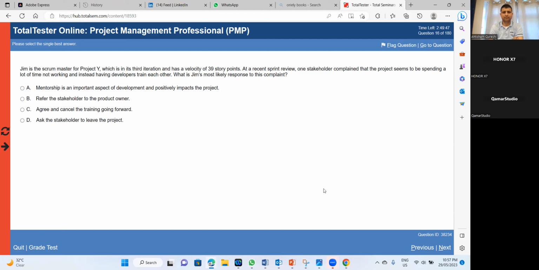Option one: mentorship is an important aspect of project development and positively impacts the project. Other options: refer the stakeholder to the product owner, or agree and cancel the training. I think the first option is more appropriate and the decent answer, that we are doing mentoring of each other, we have the discussion, we have the training to do it properly, and it will positively impact the project. Okay, I agree.